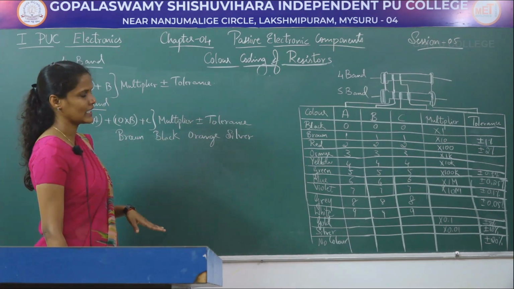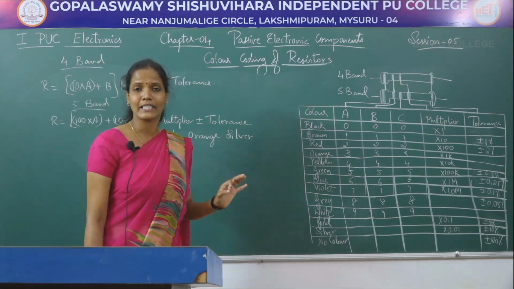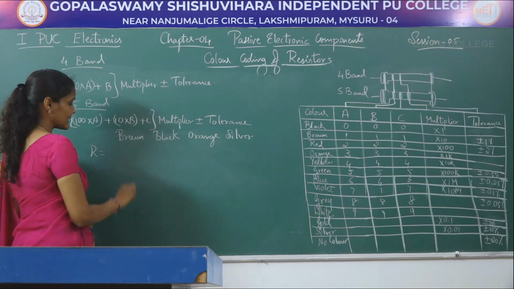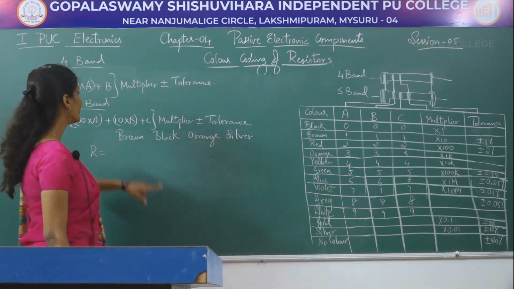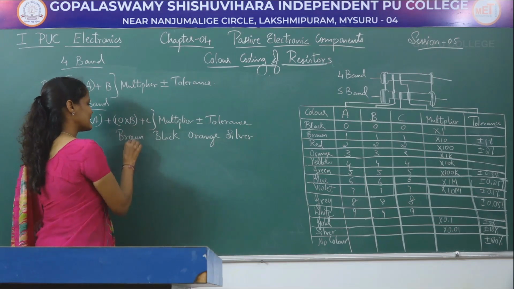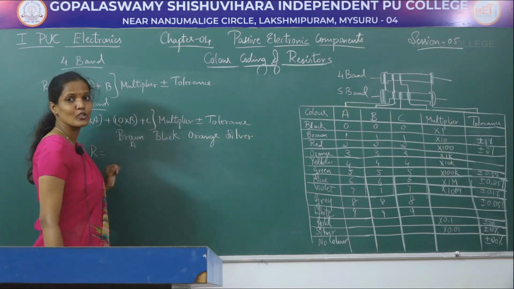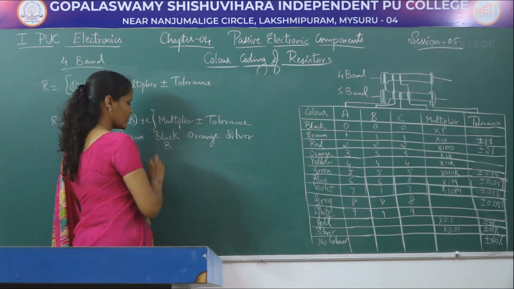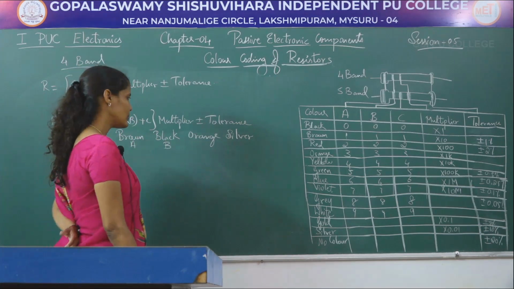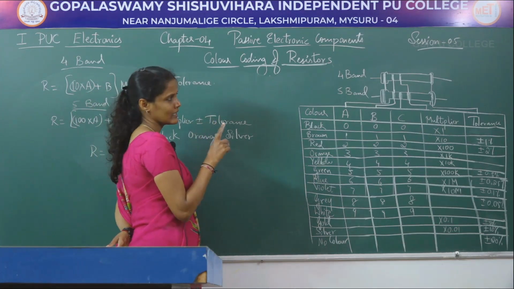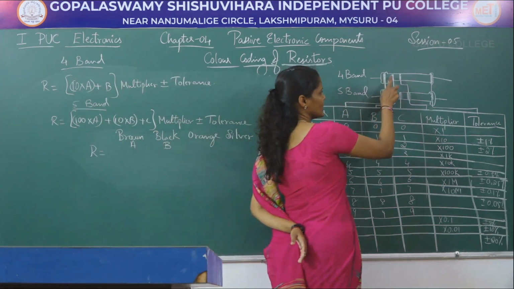Here 4 colors are given, so I have to consider it as a 4-band resistor. So in order to find out the resistance value of a given resistor for 4 bands, I can use this formula. So here brown is nothing but the first band which corresponds to the numerical value A. Black is the second color band which corresponds to the numerical value B. And orange is nothing but the third band of the 4-band resistor. So third band: 1, 2, 3.